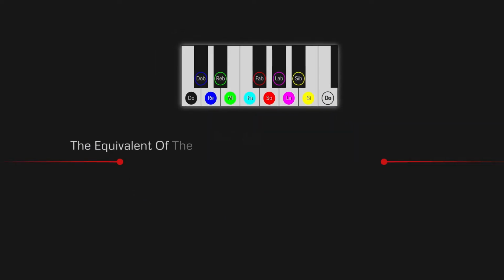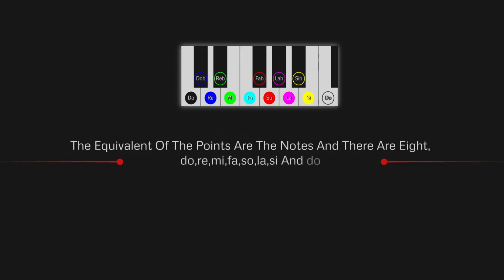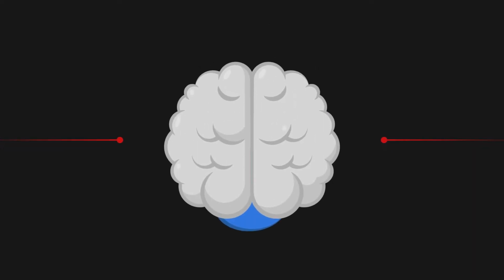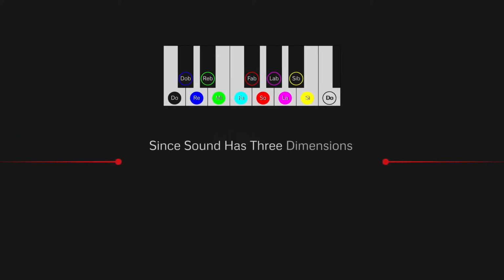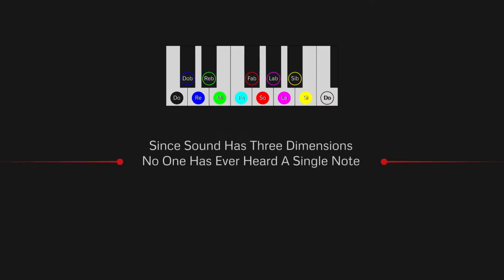The equivalent of the points are the notes, and there are 8: do, re, mi, fa, sol, la, si, and do of the next octave. Notes are also abstractions of the human mind. Since sound has 3 dimensions, no one has ever heard a single note.